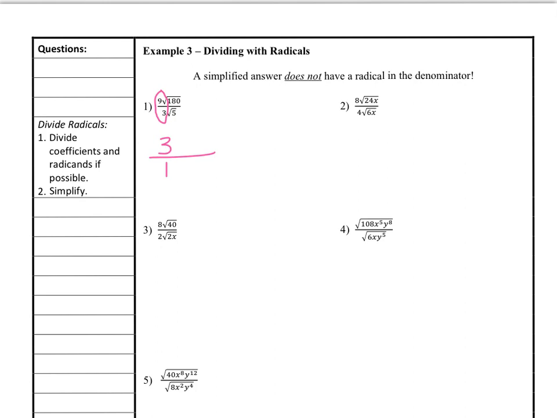And then we take whatever's inside the radical and divide those. It's really messy looking, so I'll erase that. But 180 divided by 5 goes inside the radical. So 180 divided by 5 leaves me with 36.